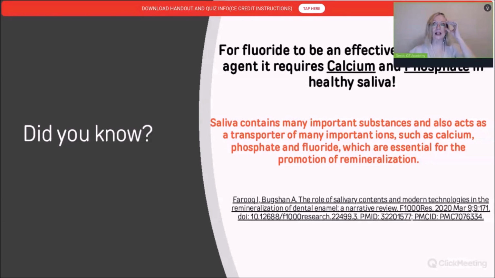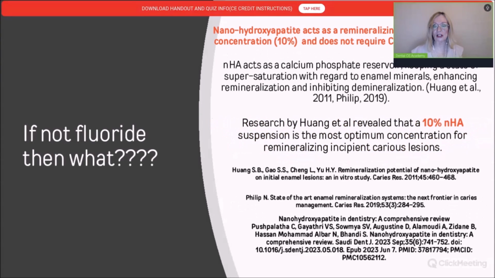All right, for fluoride to be effective in remineralizing the dentition, it requires calcium and phosphate in healthy saliva. So saliva contains many important substances, and it acts as a transporter of the many ions, such as calcium, phosphate, and fluoride, that are essential for the promotion of remineralization. If not fluoride, what? Well, nano-hydroxyapatite can act as a remineralizing agent, but it has to be at an optimal concentration, and it doesn't require the presence of calcium phosphate.